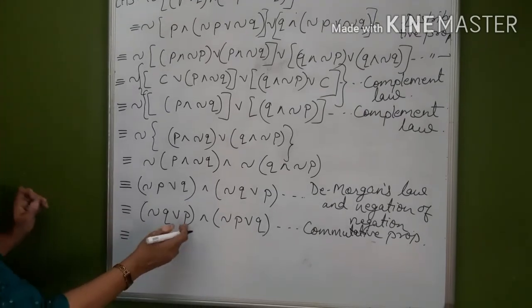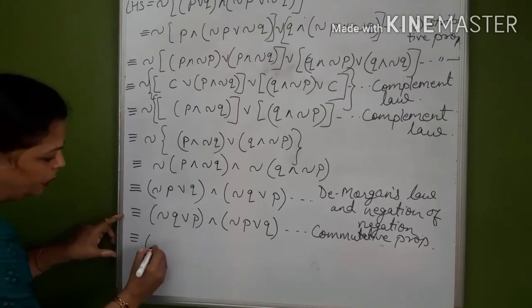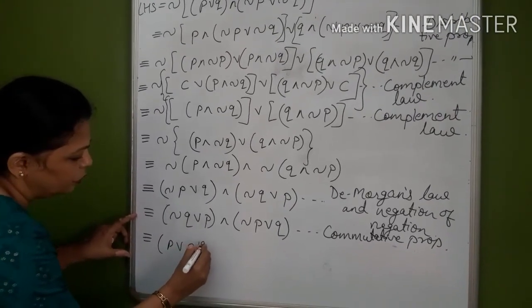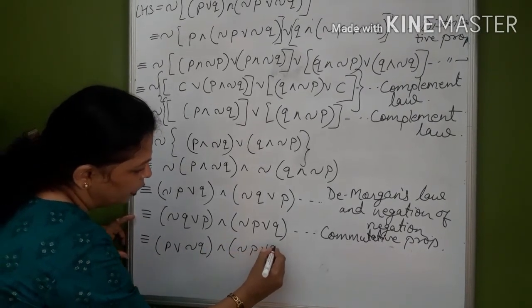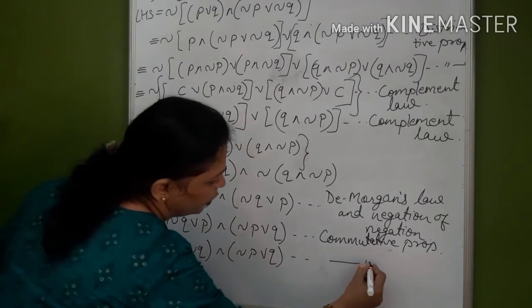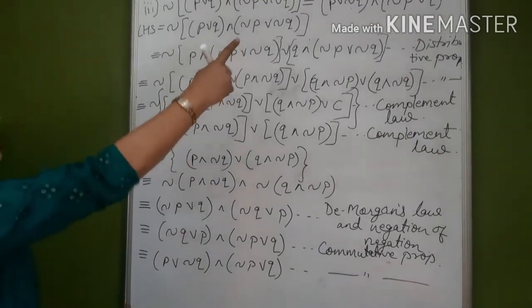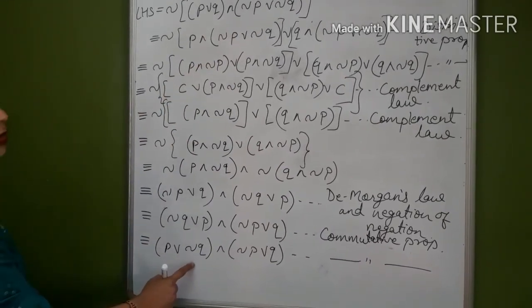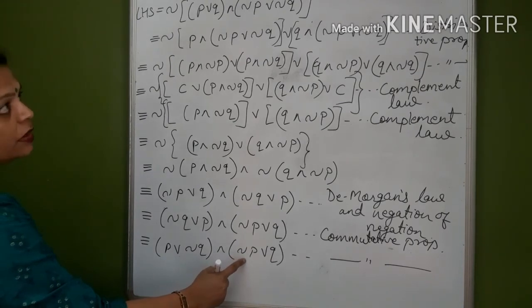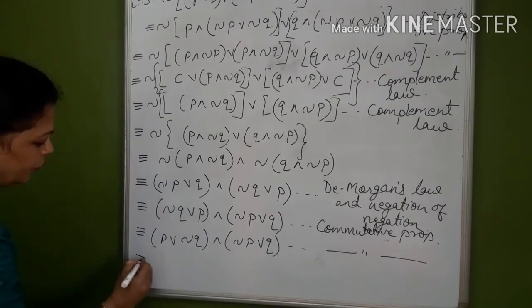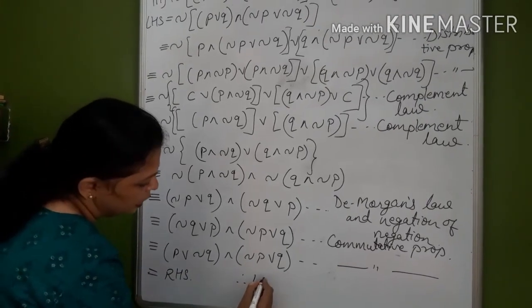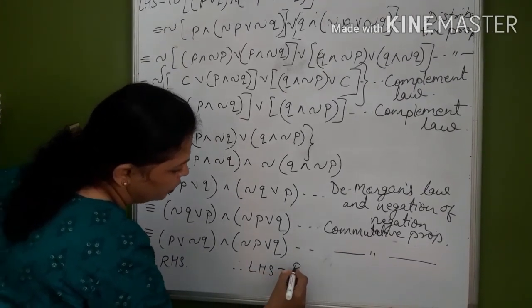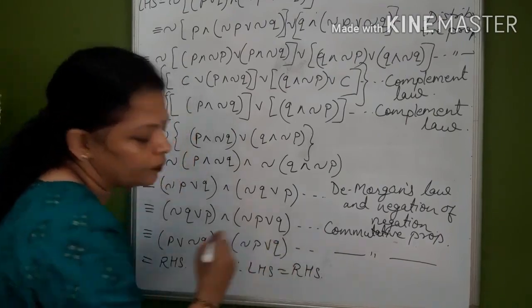And again P we want first. So P or negation Q and negation P or Q. Same commutative property. So this is nothing but your RHS. P and negation Q and negation P or Q. So we got this is equal to RHS. That is LHS is equal to RHS.